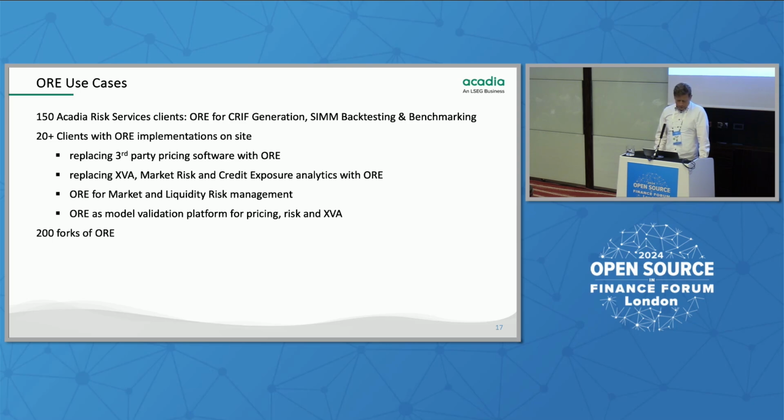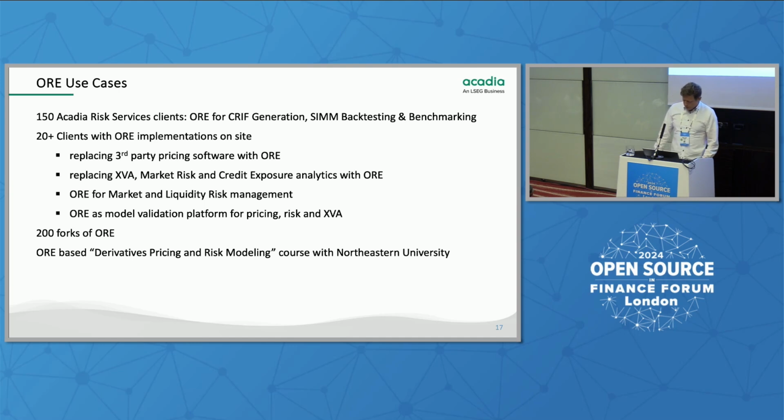200 forks of ORE, meaning that we see lots of activity in our own organization, showing you that we are working constantly on improvements, on extensions, right? And academic research, teaching, training, whatever you want to call it. We actively use ORE in a course cooperation with Northeastern University in Boston for derivatives pricing and risk modeling. This is a very nice course which bridges the gap between theory and practice. So there's a lot of theory, but also the practice is really being done in ORE.